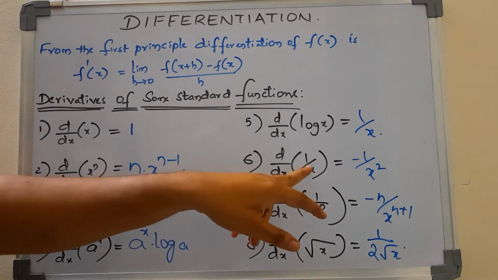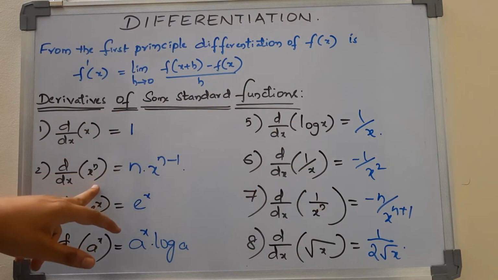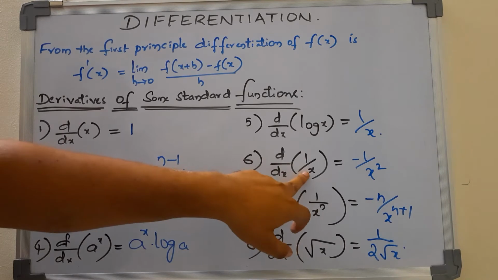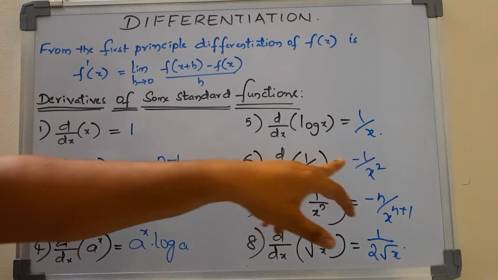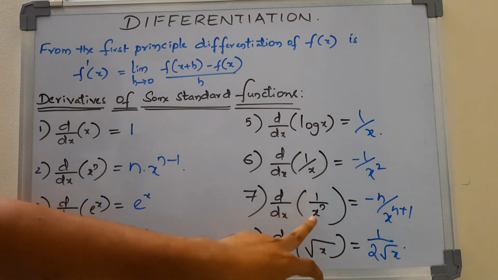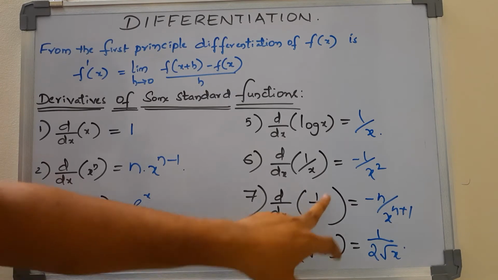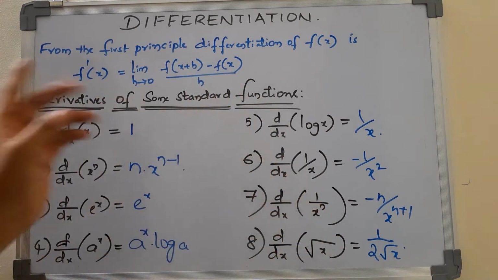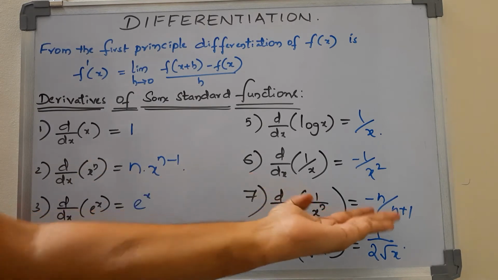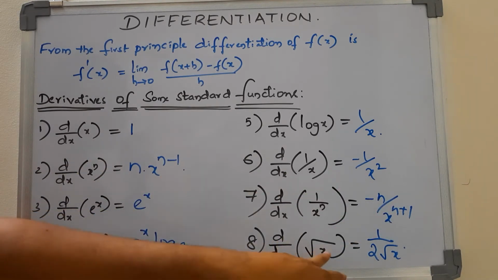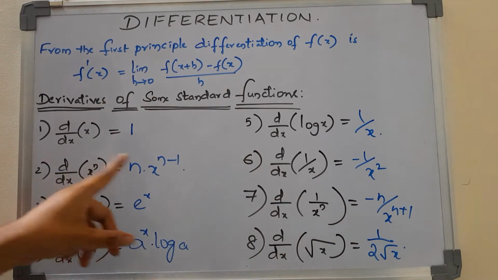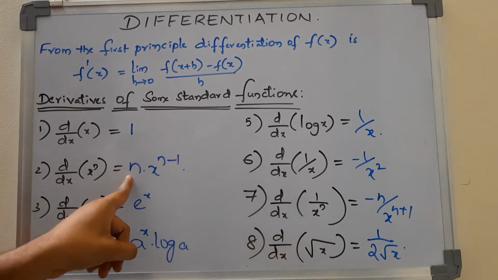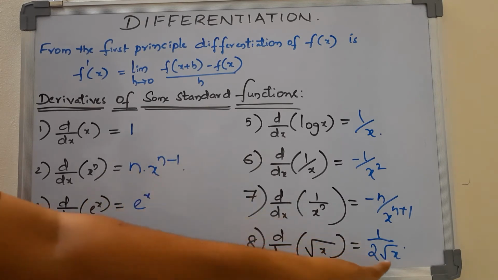For d by dx of 1 by x, you can see 1 by x can be written as x to the power of minus 1, right? So you can apply this formula and you will get this one. 1 by x to the power of n can be written as x to the power of minus n. Same, apply this formula and you will get this one. Root x can be written as x to the power of 1 by 2, right? So the n value is 1 by 2. So 1 by 2 x to the power of 1 by 2 minus 1.